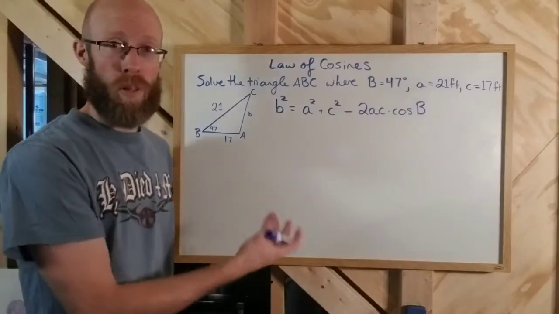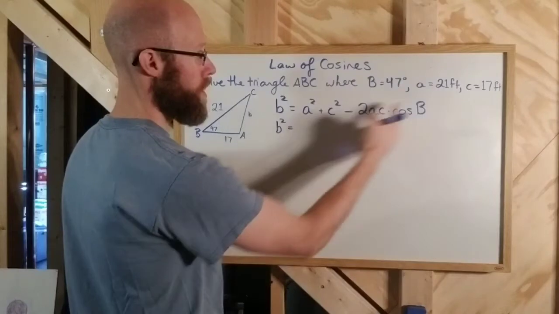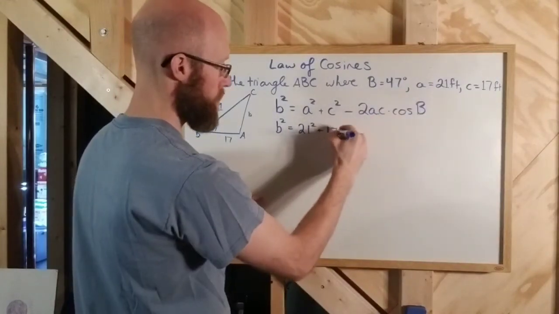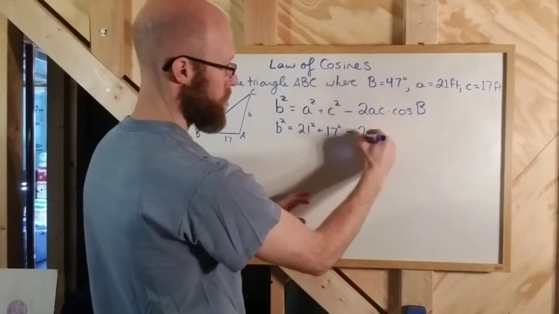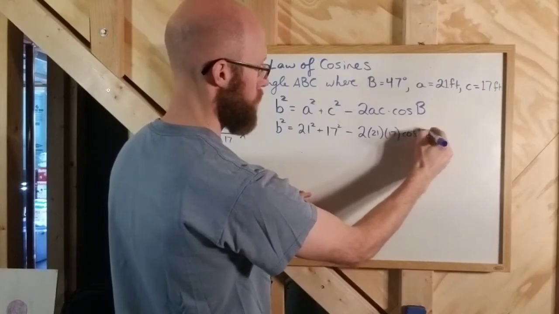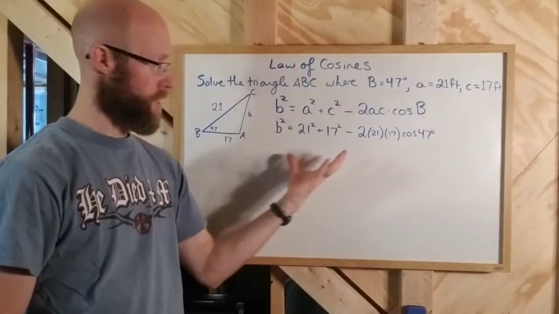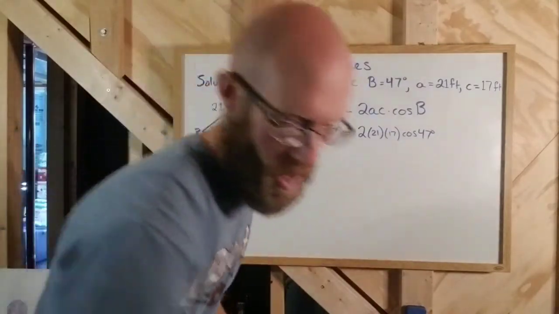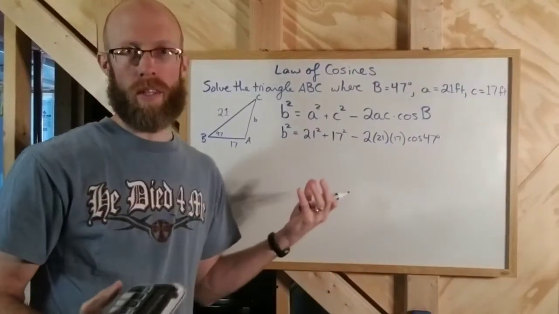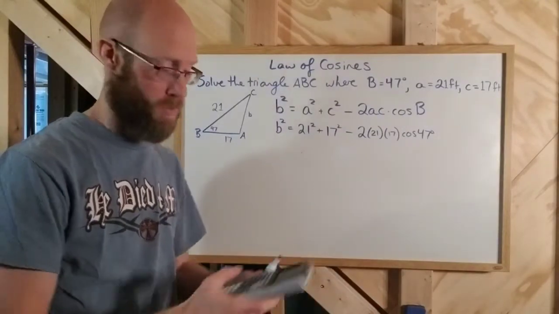Okay, so then I just plug stuff in. So I get B squared equals, well, A is 21, so 21 squared. C is 17, so 17 squared. Minus 2 times 21 times 17 times the cosine of 47 degrees. Well, I plug all that stuff into my calculator and I'm going to get a number. And of course, we're going to be rounding these off. I'm not going to ask for exact values on the cosine of 47. So there's going to be some rounding involved in these.